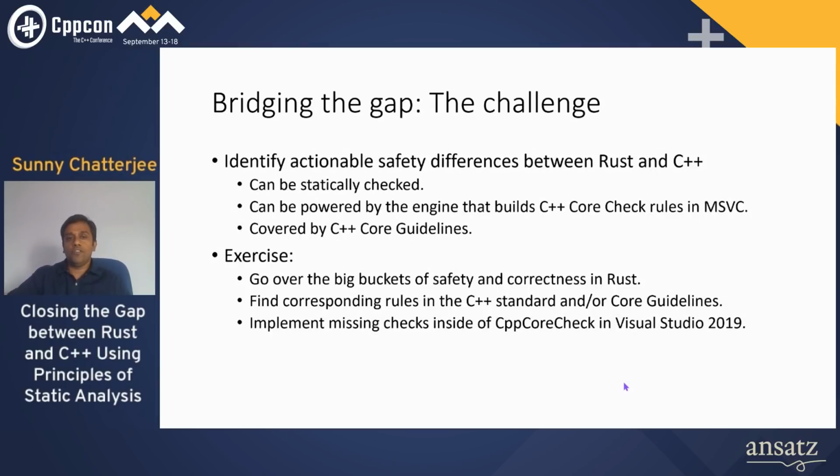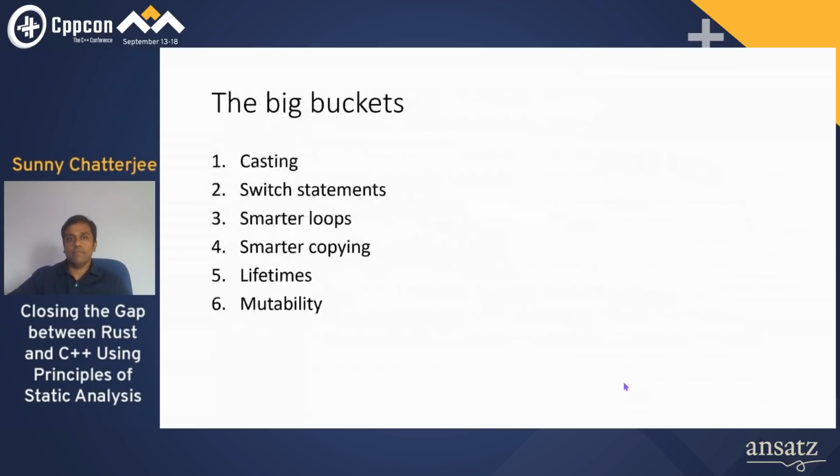So the exercise we did was to go over the big buckets of safety and correctness rules in Rust, and try finding corresponding rules in C++, whether they are in the standard or the core guidelines. And lastly, we wanted to see how much of these are available in Visual Studio today, and if not, what it will take to implement these missing checks. So next, I'll talk about some of the big buckets we looked at. We looked at casting, switch statements, smarter loops, smarter copying, lifetimes, and mutability. I'll first talk about casting.